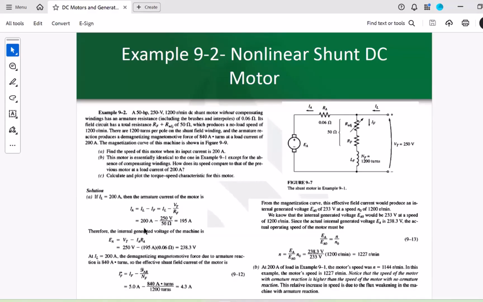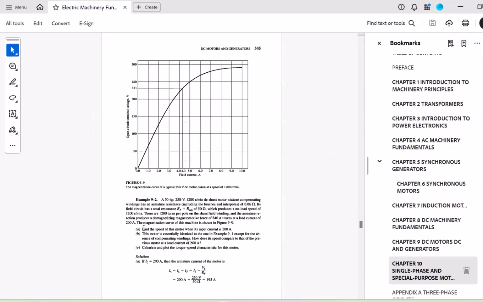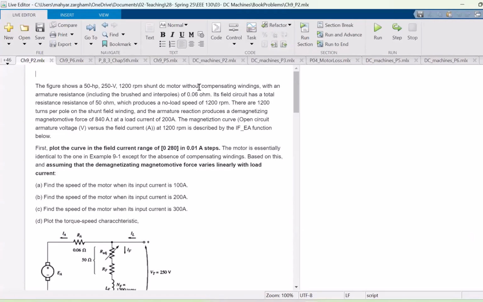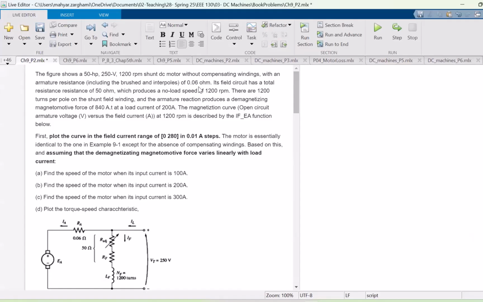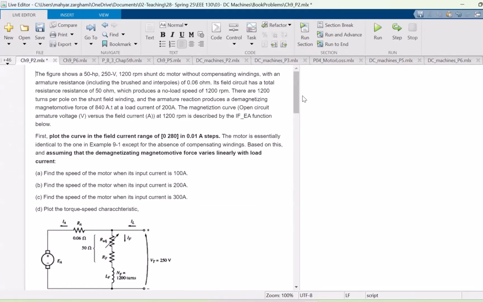In the third part, it's asking to calculate and plot the torque versus speed characteristic of this motor. We can do a similar process. So let me go over this MATLAB again. That's pretty much the same machine, except that we have the armature reaction. I'm also going to plot the curve. So this is the problem statement. I changed it a little bit to conform to what we have.